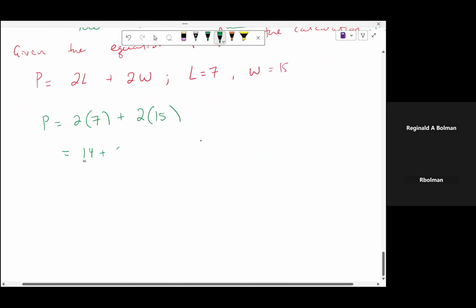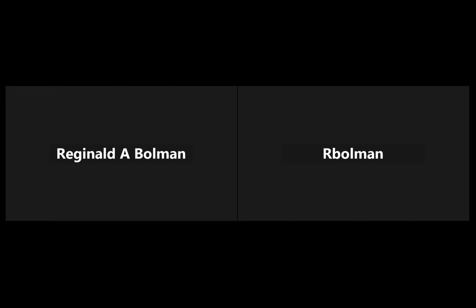Units are very important. Units tell you if you've got a correct answer or an incorrect answer. So you really need to pay attention to your units. In this instance, since 7 has no units, we'll just do 2 times 7, or 14, and 2 times 15 gives you 30. 14 plus 30 gives us 44.